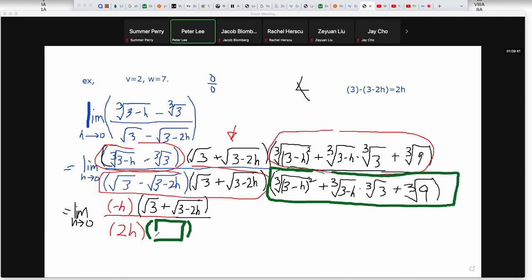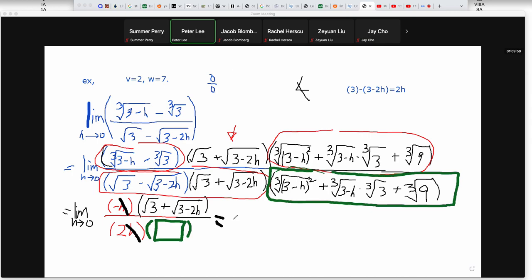So what happens is the limit is still 0 over 0. So now what do we do? Now this h right here and this h right here, we can reduce that. So now what do we end up getting? And now, are we ready to plug in? Yes, we are now ready to plug in.